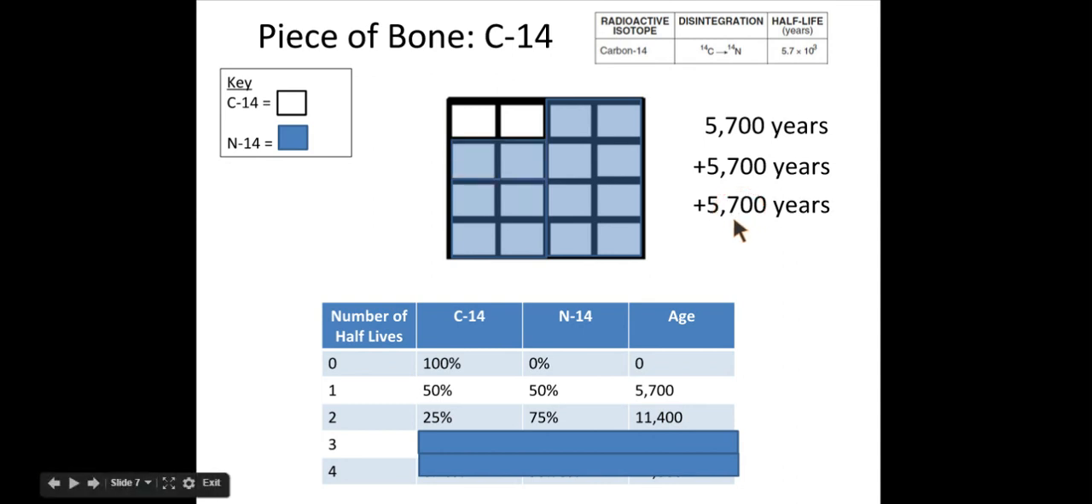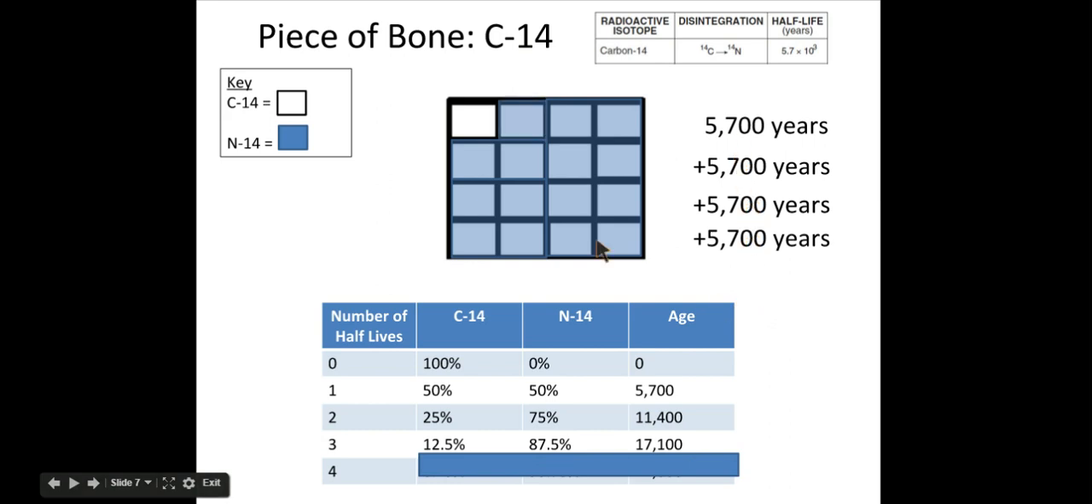Another half-life goes by, another 5,700 years, and we've cut that remaining carbon-14 in half again. So we now have 12.5% carbon-14, 87.5% N14, and the age of this bone is now 17,100 years. That's 3 half-lives. Okay, if another half-life goes by, we cut this in half one more time, and we now have 6.25% carbon-14, 93.75% N14, and the sample is 22,800 years old.